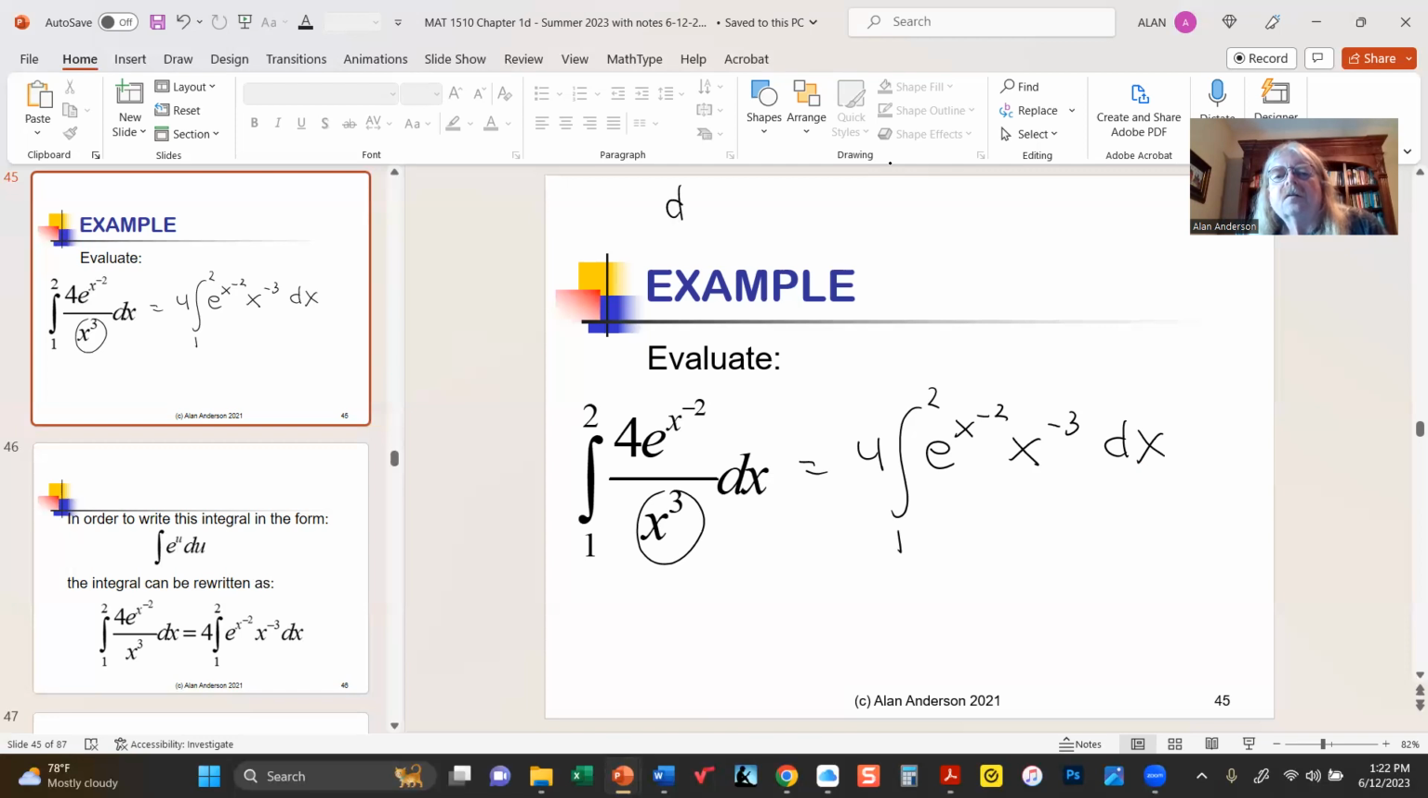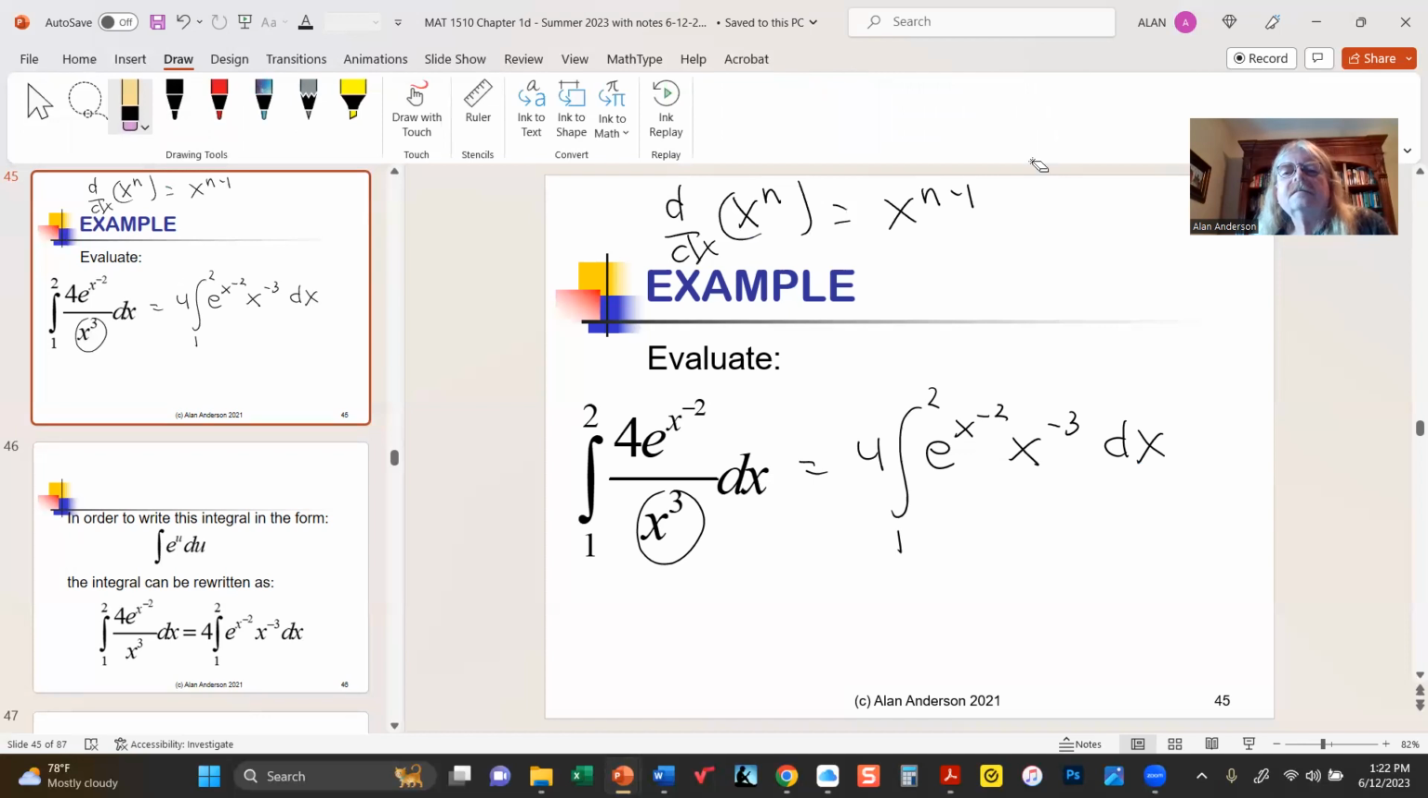Now, you know that when you differentiate x to the n power, we're going to end up with n x to the n minus 1 power. So how does that help us here? Because whatever we choose for u, du, well, we have to take into account this power rule. So let's say we choose u to be this exponent.